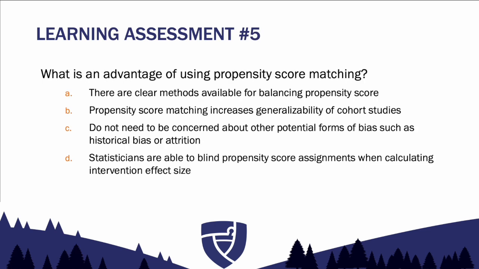And our fifth learning assessment question: what is an advantage of using propensity score matching? A, there are clear methods available for balancing propensity score. B, propensity score matching increases generalizability of cohort studies. C, you do not need to be concerned about other potential forms of bias, such as historical bias or attrition. Or D, statisticians are able to blind propensity score assignments when calculating intervention effect size.